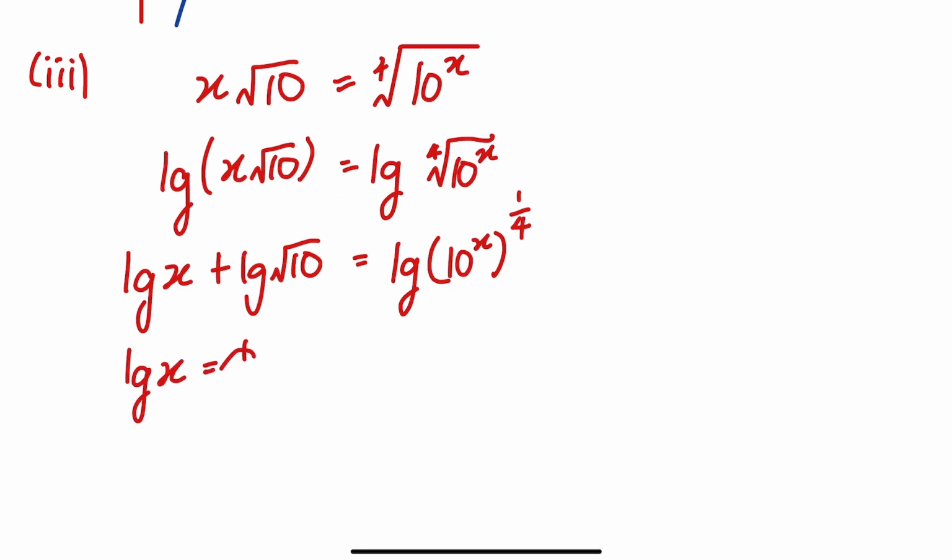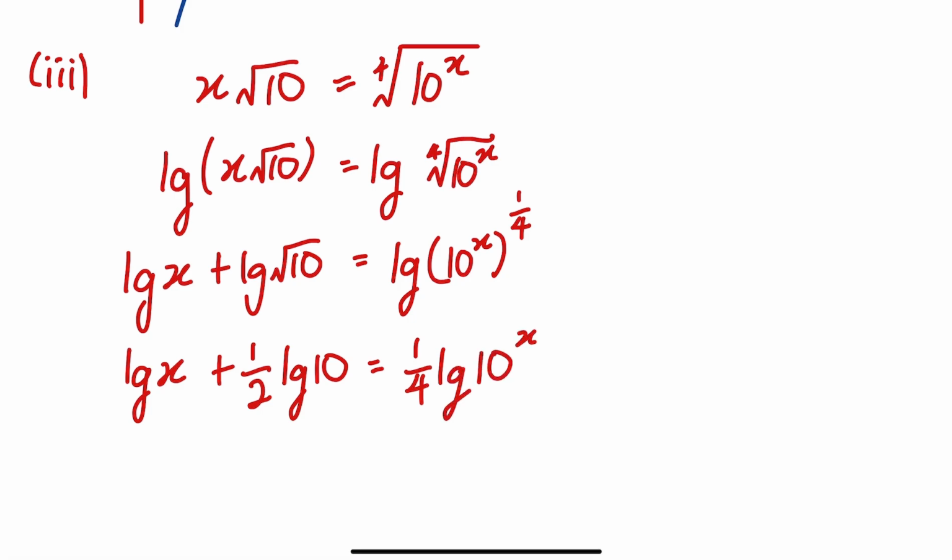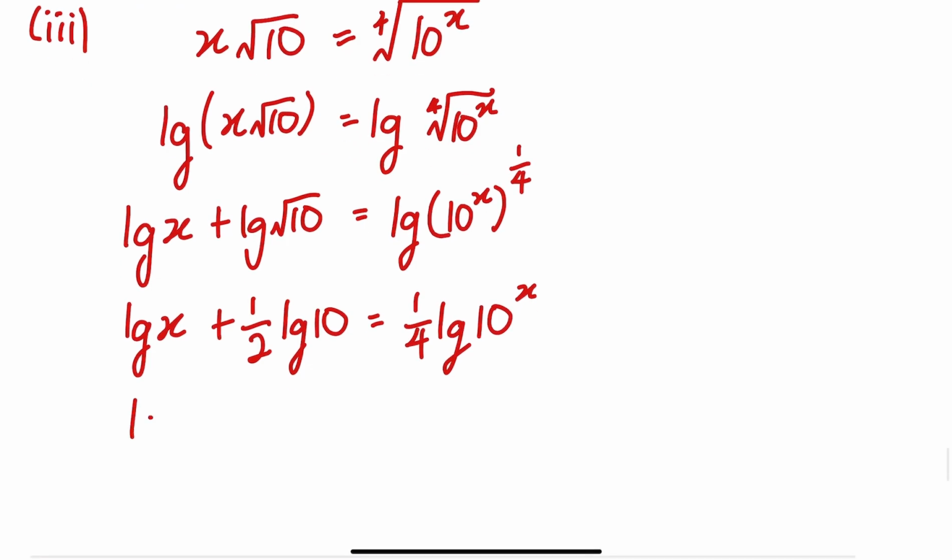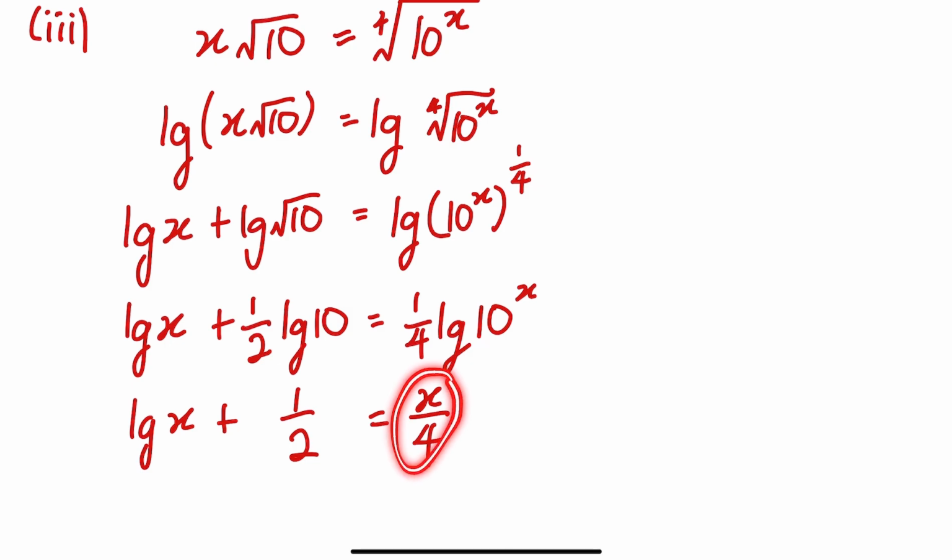This is not plus, sorry. Log x plus half log 10 equals 1 over 4 log 10 power x. Then I can even bring this x power forward, down. So this is log x plus half times log base 10 of 10. In order to get 10, the power is 1, so this is simply 1. So this is plus half equals, I can bring down the power x. This will be 1 over 4 times x, which is x over 4. I'm left with log base 10 of 10 here, which is simply 1. So I'm left with that.